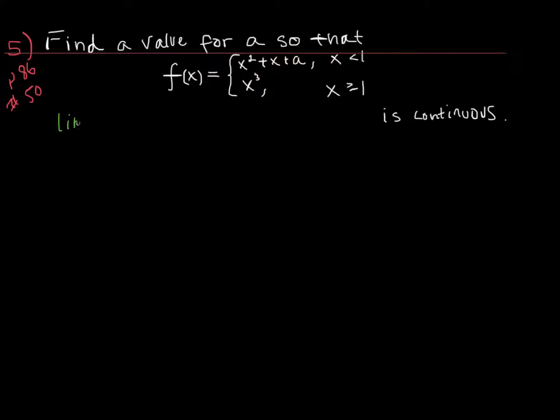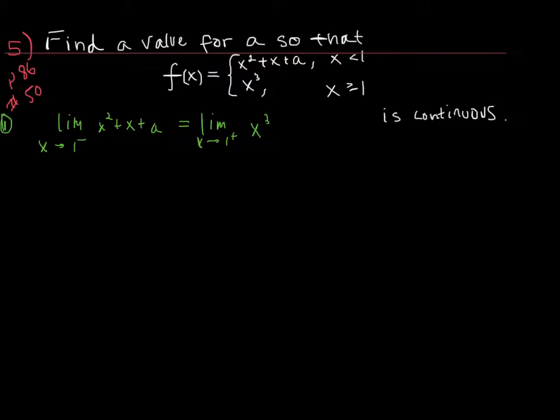So we have the limit as x approaches 1 from the left. Now we have to be careful. From the left, which part of this function am I working with? Well, the left is the negative side, so when x is less than 1. So that's going to be x squared plus x plus a. Okay. And that needs to be equal to the limit as x approaches 1 from the positive side, and here we're using x cubed. Okay. And I guess I'll label it, this is criteria 1 for continuity.